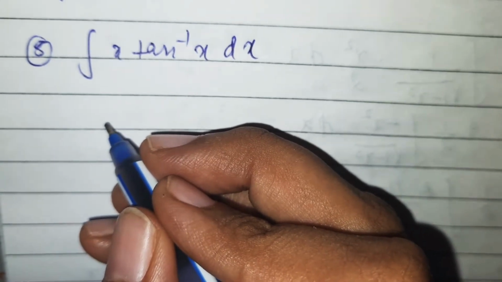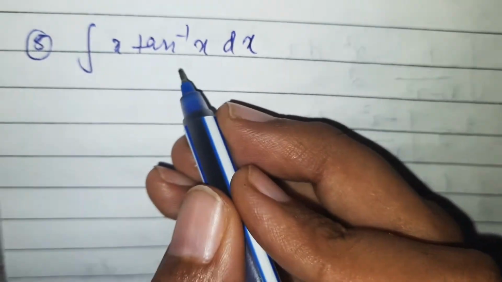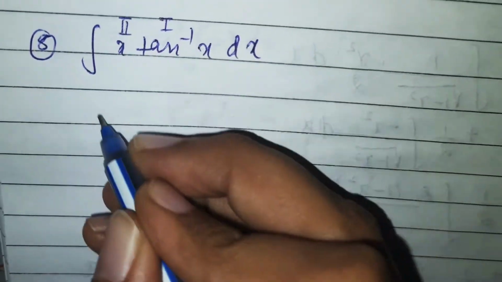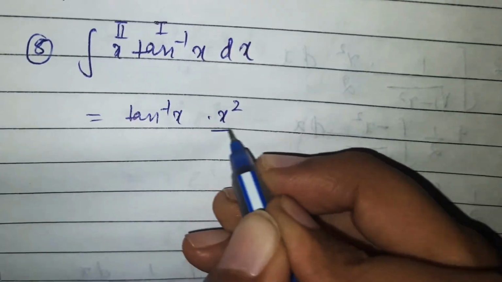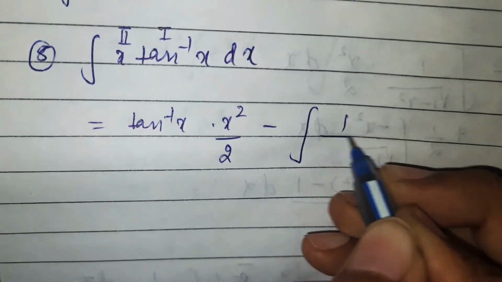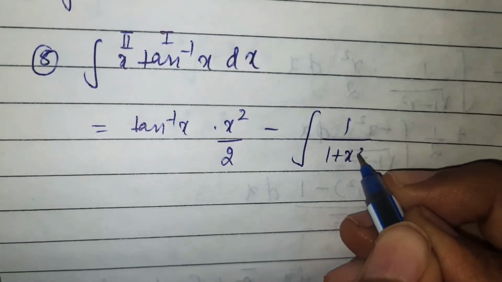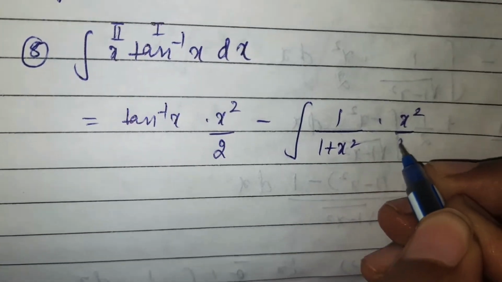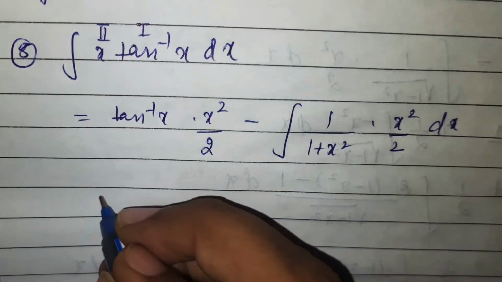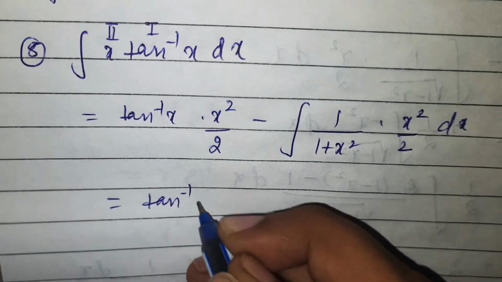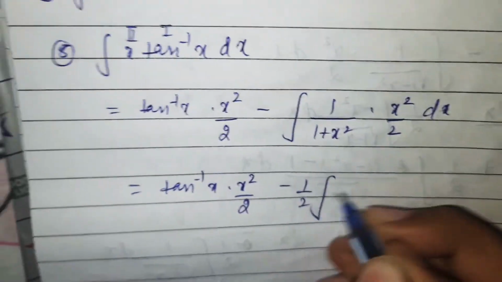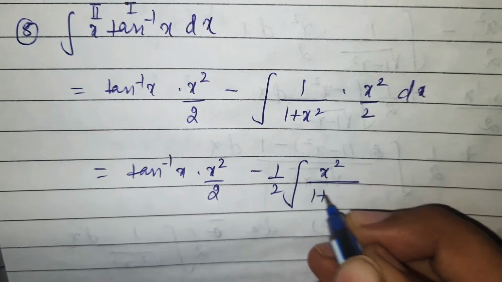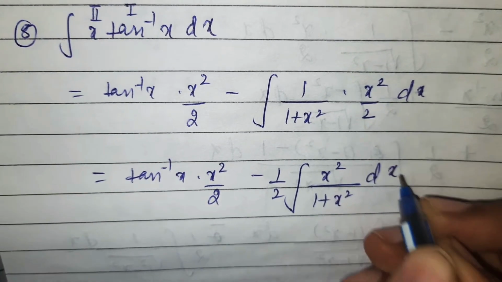Question number 8. In question number 8, we'll have the integral of x tan inverse x dx. So this is your first function, this is your second function. First function same, integration of second function minus differentiation of first function into integration of second function dx. So I am getting tan inverse x into x square by 2 minus 1 by 2 integral of x square upon 1 plus x square dx. Now what you need to do?